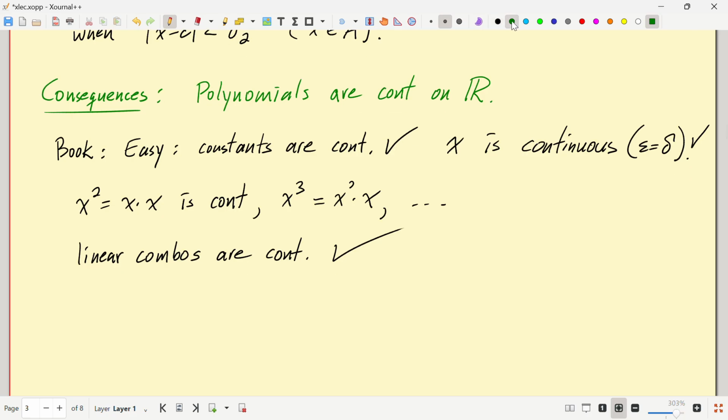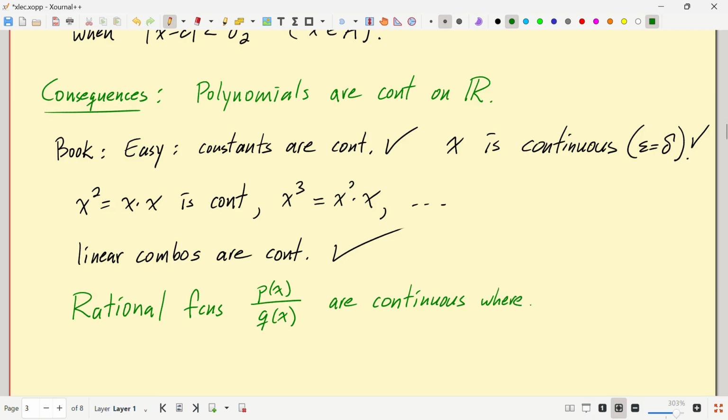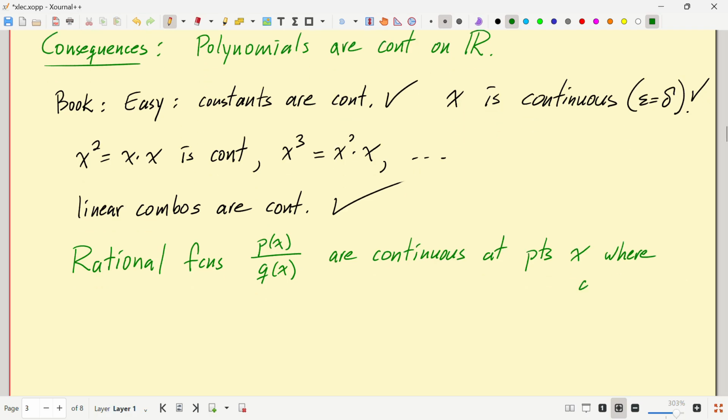And let's see, rational functions are continuous. But you've got to be careful about the denominator. Rational functions, a polynomial divided by a polynomial, are continuous where the denominator doesn't vanish, at points x where q of x is not 0. That's kind of a no-brainer.